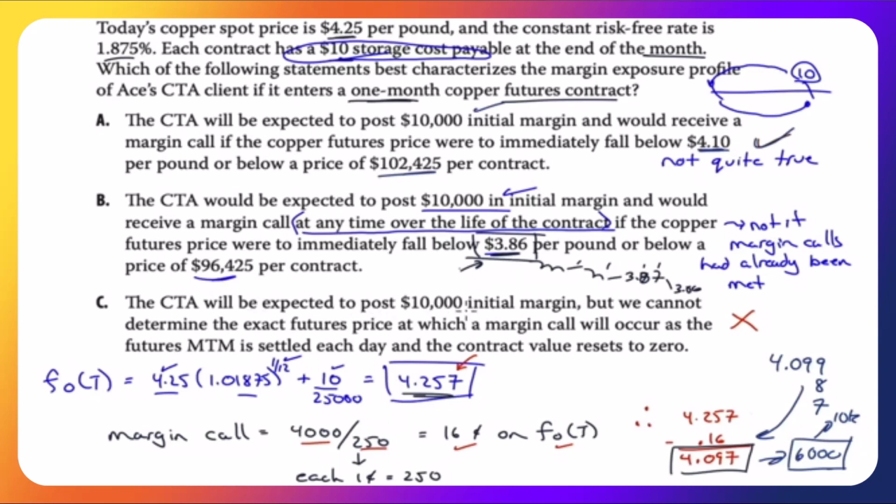And C, the CTA will be expected to post 10,000 initial margin. Yeah, but we cannot determine the exact futures price at which a margin call will occur. Well, that's wrong because we can.